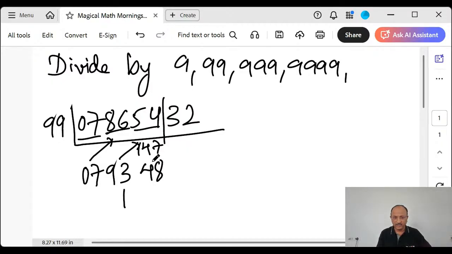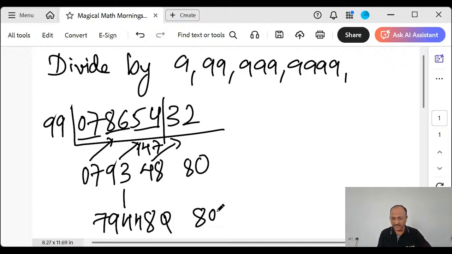This is the quotient. Then what about the remainder? You skip the quotient part. You add 48 to this one, you will get 80 as the remainder. So the quotient is 79448 and 80 is the remainder. Correct? So all of you got this correct, and don't forget to write the remainder also. Isn't it the easier method?